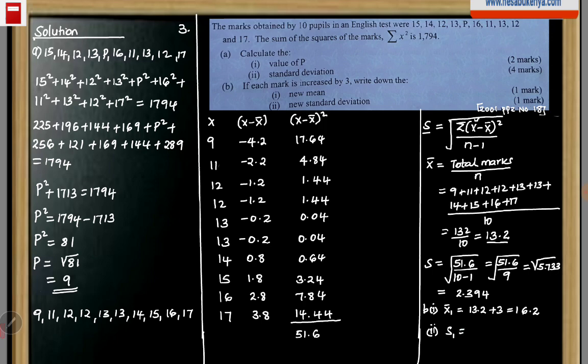Now, if we increase each mark by 3, a constant increase on the marks does not affect the standard deviation. Therefore, the standard deviation does not change and it remains to be 2.394.